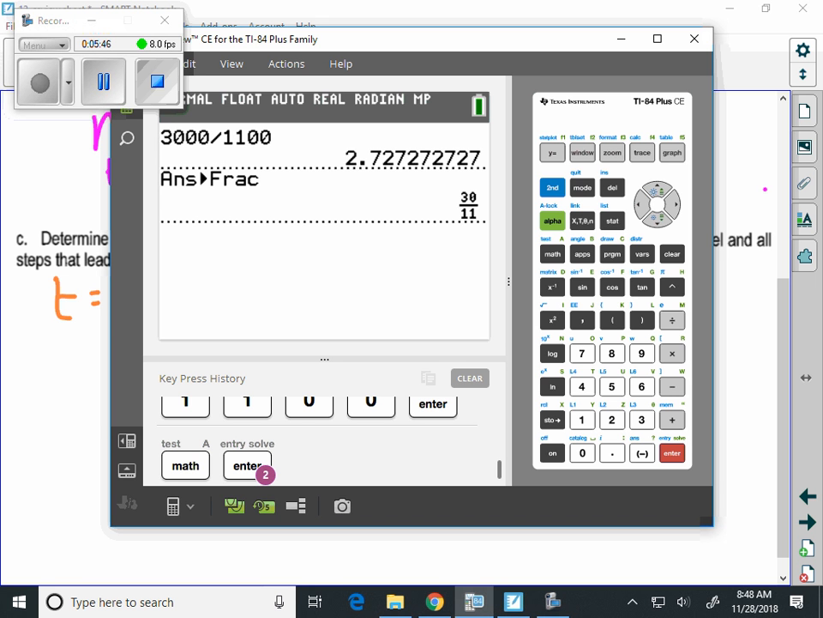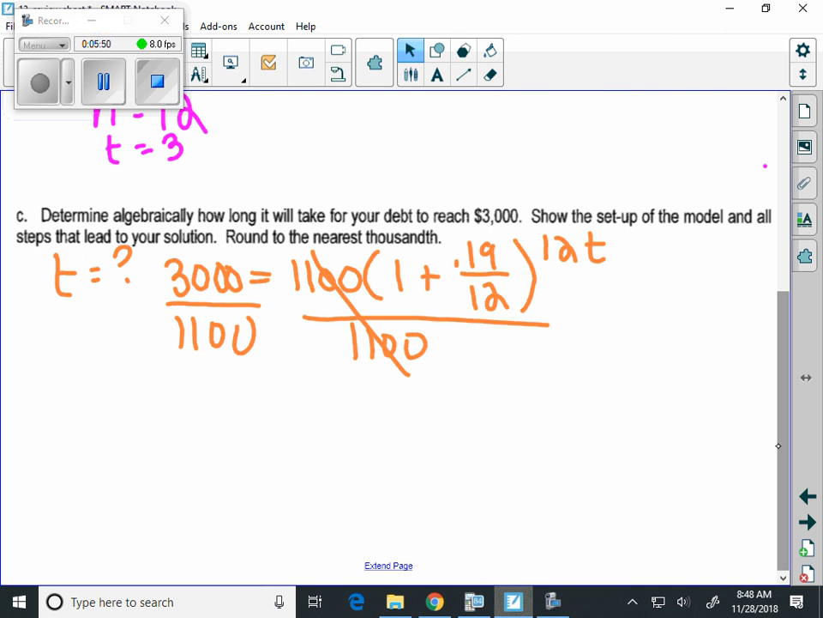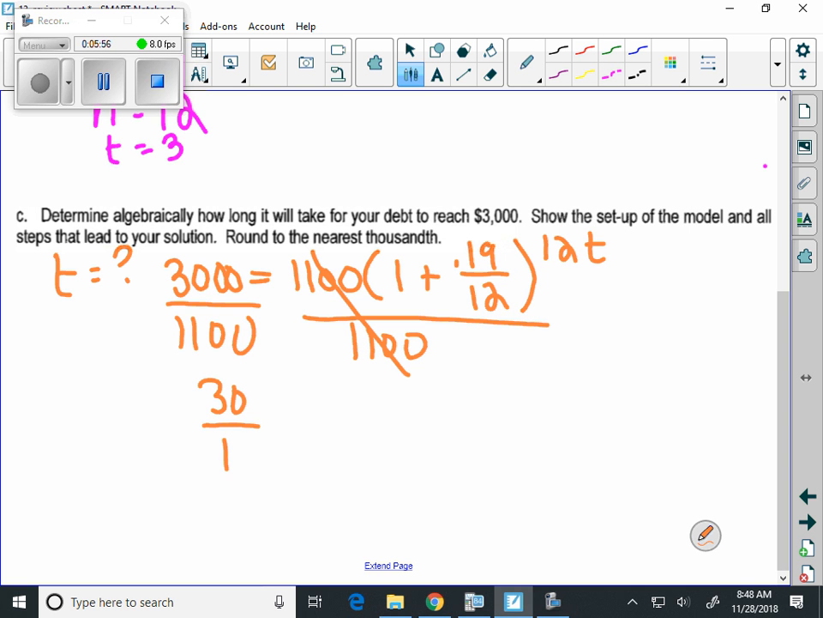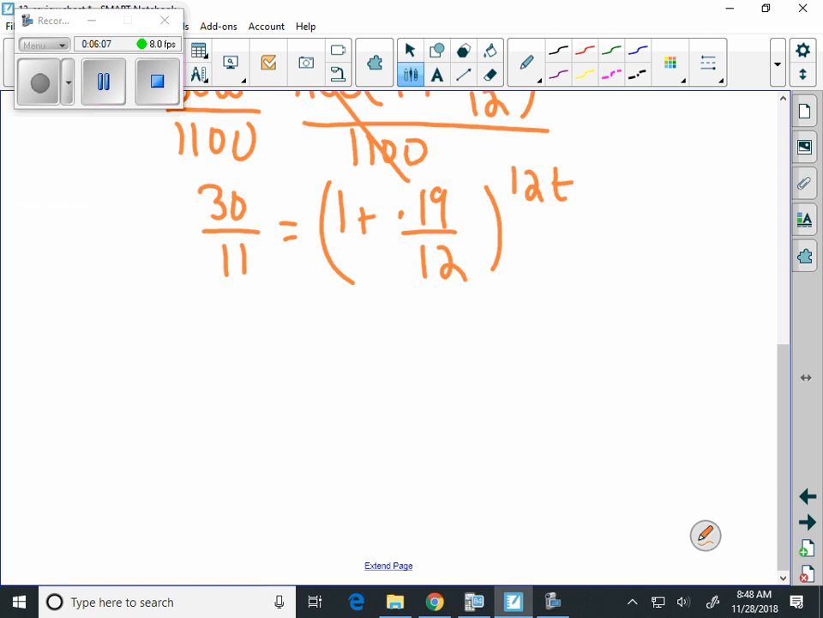So 2.7272727 simplifies to be 30 over 11. So we've got 30 over 11 equals 1 plus 0.19 divided by 12 to the 12t. And eventually what we're trying to figure out is, well, what does time equal? Time is an exponent, so eventually we're going to have to use a logarithm.